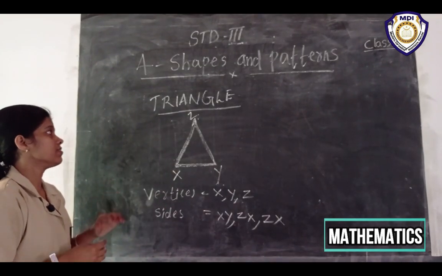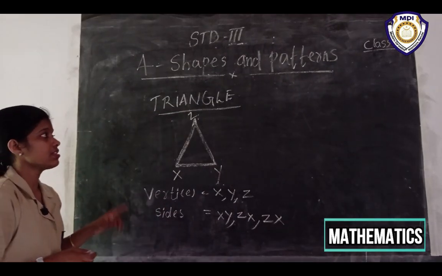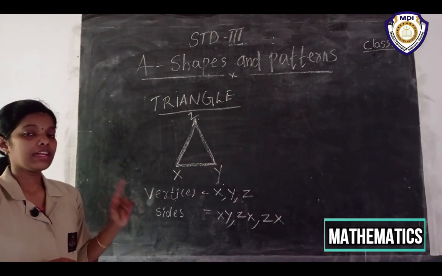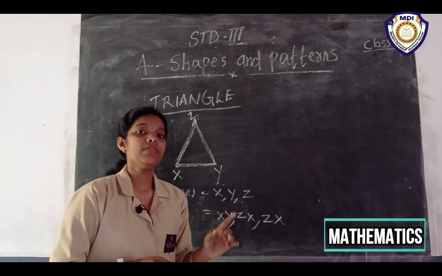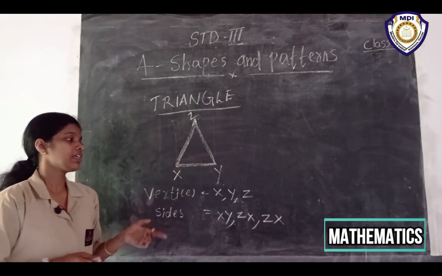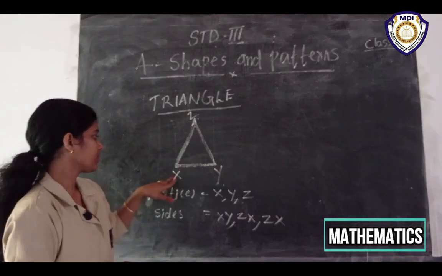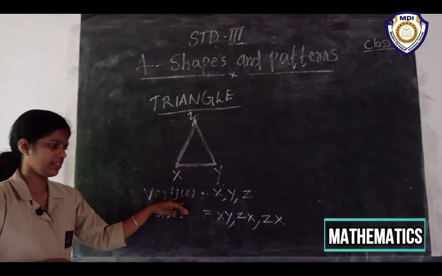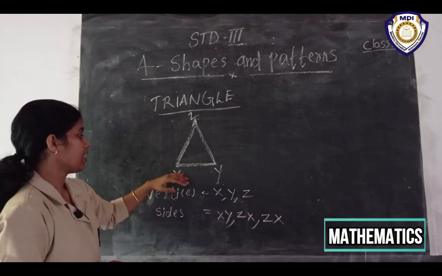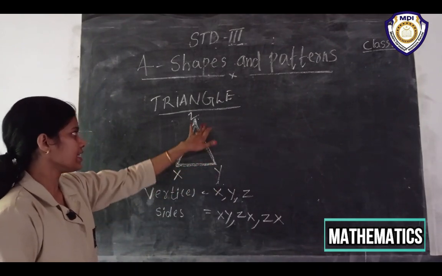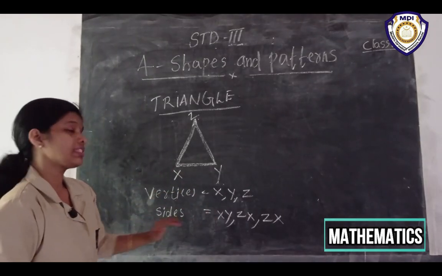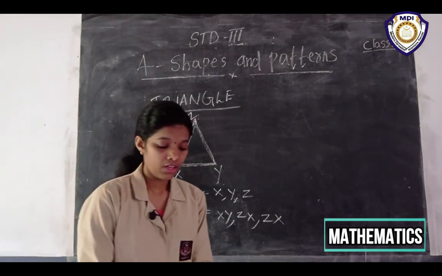I will explain one more time. This is the shape of a triangle. A triangle has 3 sides and 3 vertices. X, Y, Z are the vertices and the sides are XY, YZ, ZX. Okay.